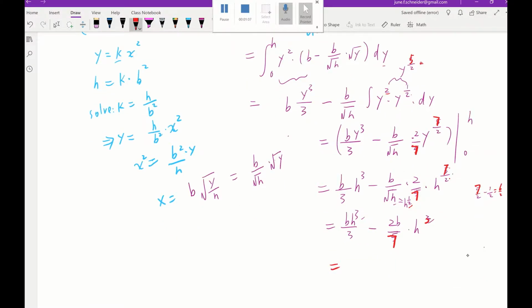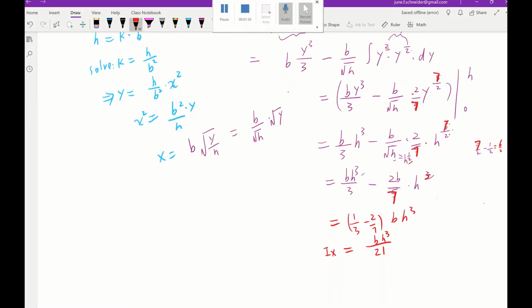So we'll have the same like terms, which is bh cubed. Then we'll have 1/3 minus 2/7 right here. And then let's see what we have there. Then we'll have common denominator 21. Then have 7 minus 6, so it'll be just 1. Then we'll have bh cubed over 21. Okay, so that's our ix for this one.